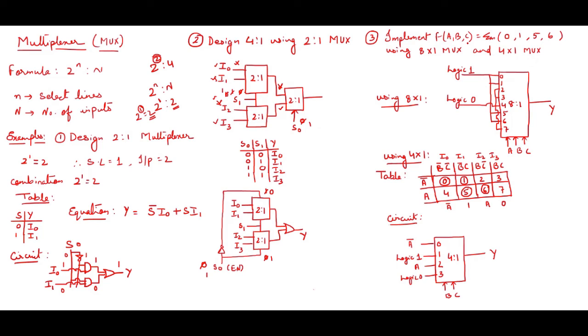3 variables means 3 select lines. So basically 2 to the power 3. Why 2 to the power 3? Because 3 select lines means small n is 3. So 2 to the power 3 is 8. So 0 to 7. That means 8:1 mux.